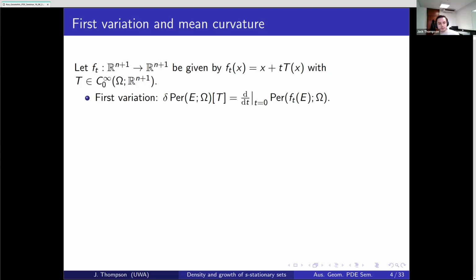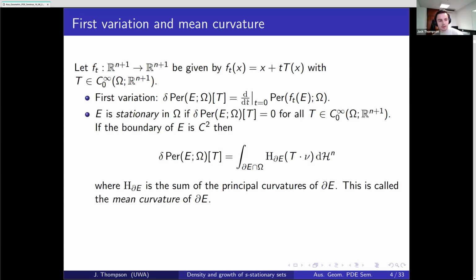And then we can take the first variation of the perimeter, which we notate like this. All that is, we use this f_t to vary our set E, and then we take the first derivative at time 0. So this is like the first derivative. Now we say the set E is stationary in Omega if the first derivative is 0, right? It's a critical point for all T.